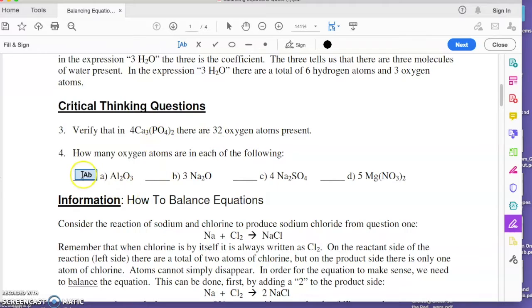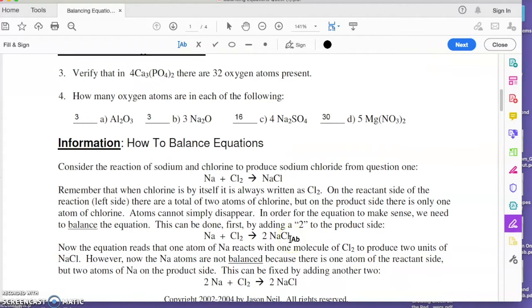So let's look here. How many oxygen atoms are in each of the following? Well, just here, that 3 tells me there's 3. Here, there's a 1, but there's a 3 in front. So 3 times 1, 3. I look here, I got 4 with the 4 in front, so 4 times 4, 16. And then I look here, the 2 with the 3 means 6. With that 5 in front, 6 times 5, 30.